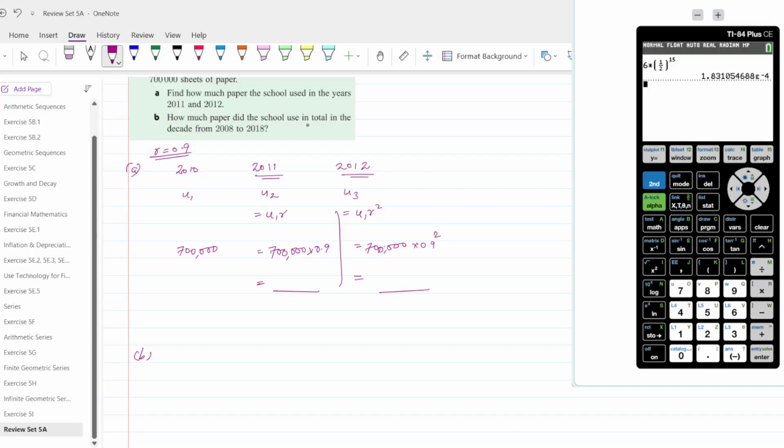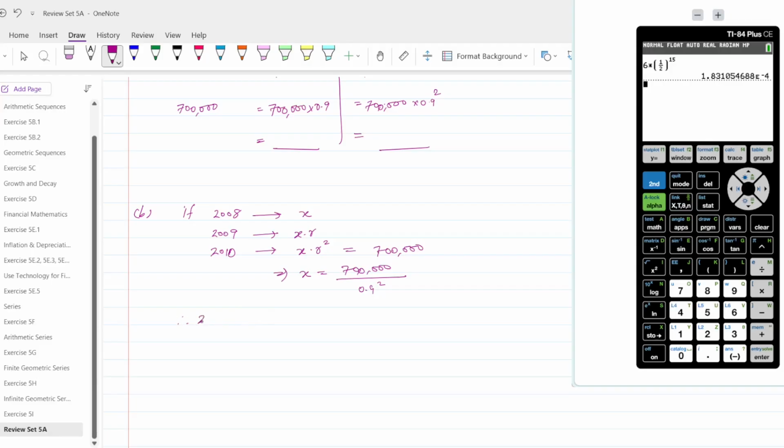How much paper did the school use in total in the decade from 2008 to 2018? So we know if the amount of paper used in 2008 was X, then 2009 had to be X times R, and 2010 had to be X times R squared. Now we know the value of 2010, and that is 700,000. In that case, the value of X is going to be 700,000 divided by R squared. Now the value of R is 0.9, so 0.9 squared.